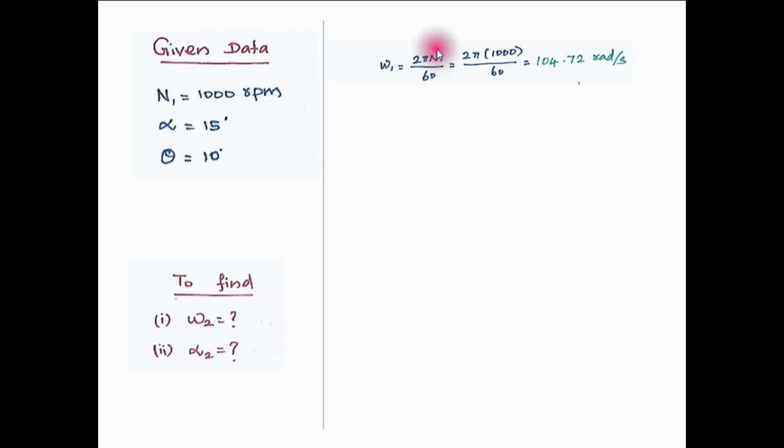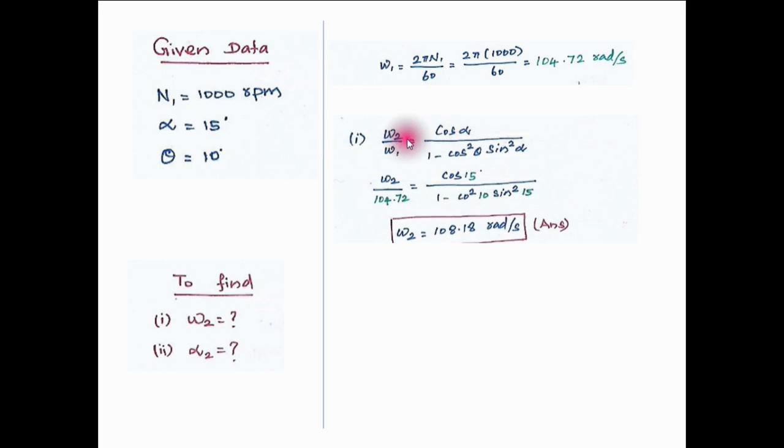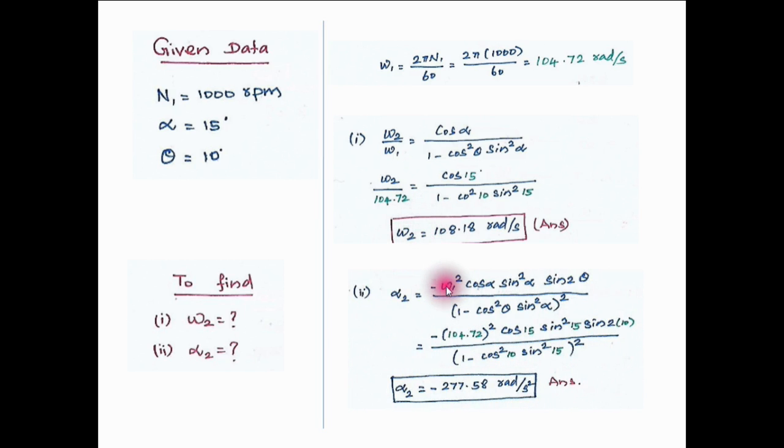Substitute the given n1 value in this formula, we can get omega 1. Substituting this omega 1 and alpha and theta values, we can get omega 2. Again substituting omega 1, alpha and theta values in this formula, we can get the angular acceleration of the driven shaft. Omega 2, alpha 2 are the two answers of this question.